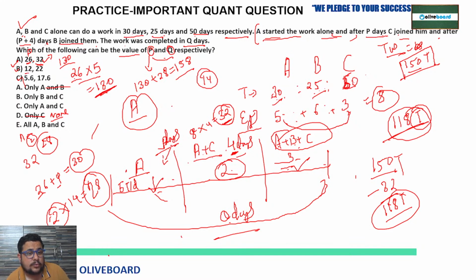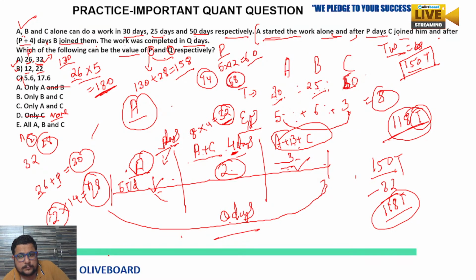Now similarly 12 and 22. Okay, similarly go for second option, 12. So 12 is the value of P, and in P days, who worked for P days? A only. So 5 multiplied 12 equal to 60. Now how much task you are having left? So that is okay, 58 cups of tea, because 118 is the total pending task. Okay, 118 cups of tea.